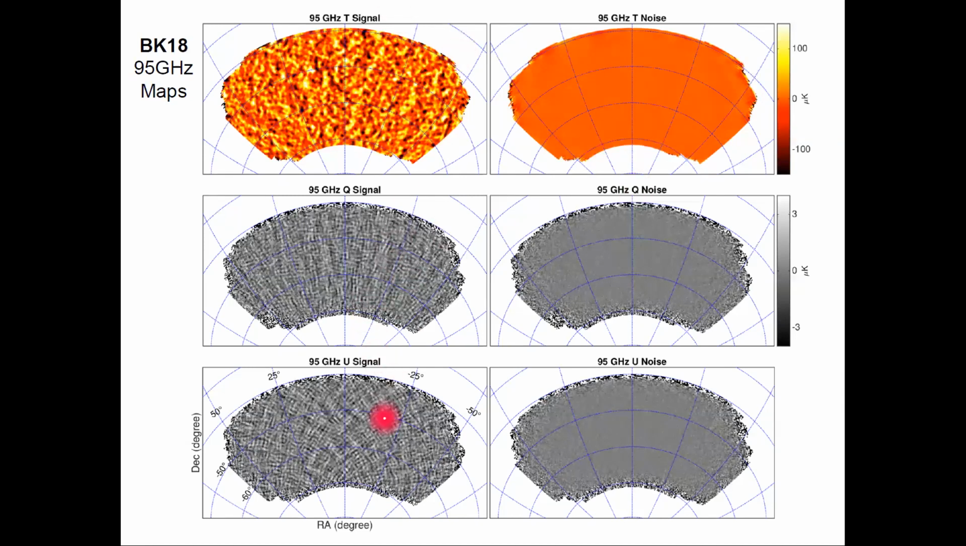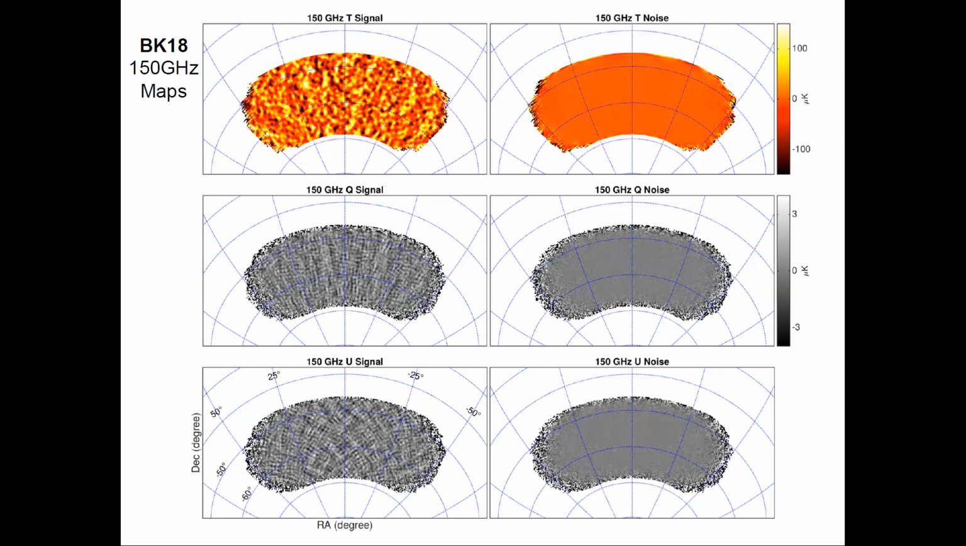On the left-hand side, we have the signal. That's what you get when you just add all of the data together. On the right-hand side, we have a noise realization, which is what we get when we add up the data, flipping the sign of the data as we accumulate it. That gives us a measure of the noise present in the data, right? So there's that much noise on the right-hand side in the left-hand side. So enormously high signal to noise at 95 gigahertz on this 1% patch of the sky.